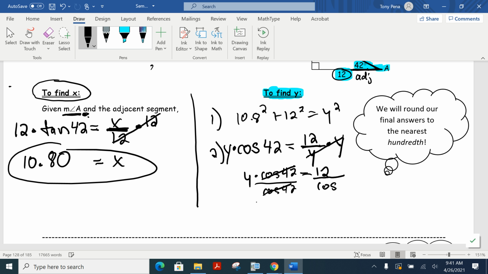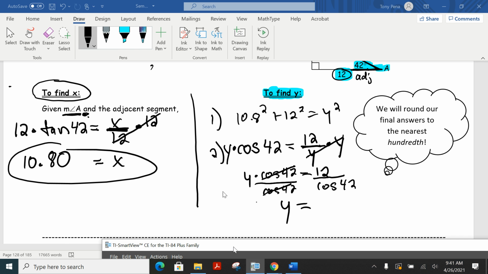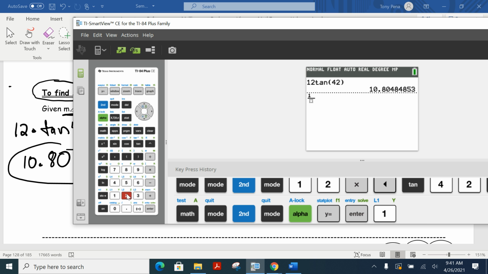On the other side, here's how we would now need to plug this in. That y equals 12 divided by the cosine of 42. So on my calculator, I'm going to use the fraction key. You don't necessarily have to. If you have the alpha y equals version of this, it's going to pull up the fraction nicely, and then it's hard to mess that up. You just make it look like what I have on my paper or what you have in your paper. And that was 12 over cosine of 42.